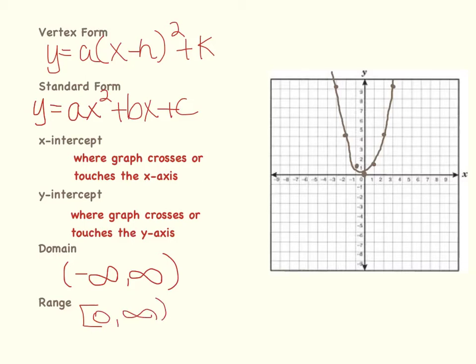Now, remember, you use a bracket because the graph does equal 0, the lowest point of the graph. Now with range, if we shift this up, then yes, the 0, the first number in our range, will change. If we shift the graph up, it will be a positive number. If we shift the graph down, that 0 will turn into a negative number. Now let's continue looking at some more characteristics of the quadratic function.